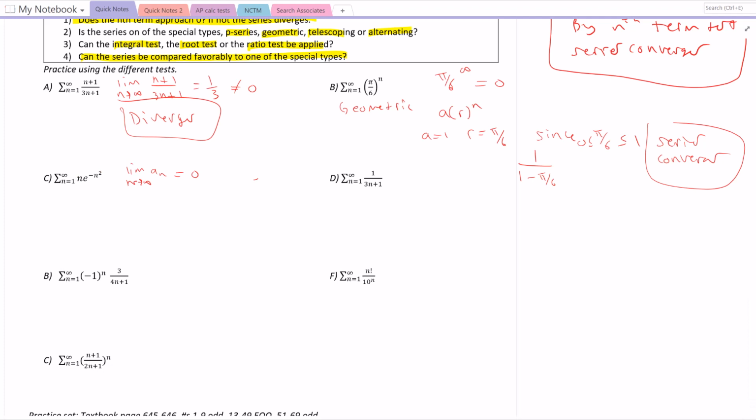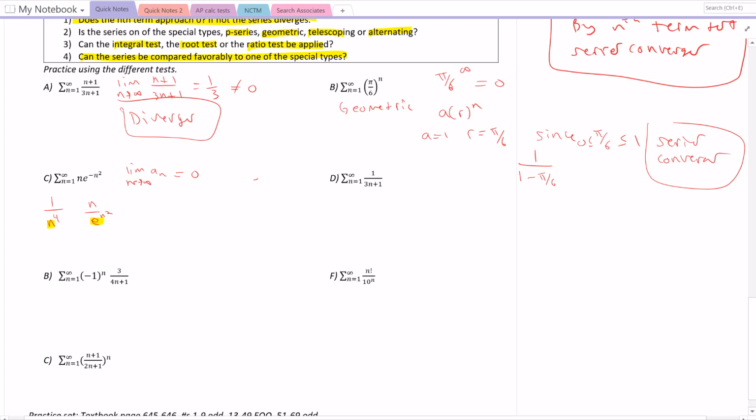It kind of looks like a p series, except a p series should be like 1 over n to the 4th power. In this case, it's like n over e to the n squared. The variable for a p series should be the base of the exponent. In this case, the variable is not the base of the exponent, so it's not a p series.